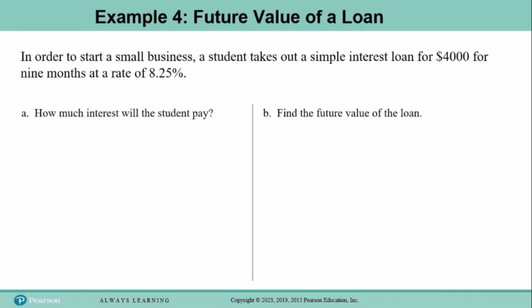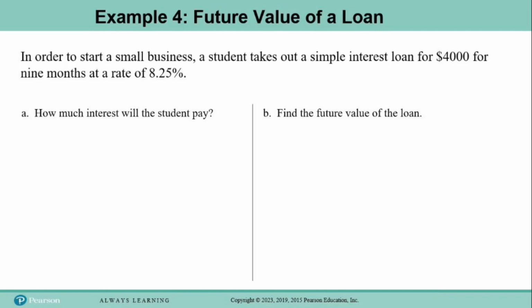Okay, here is another future value example for us. This one says, in order to start a small business, a student takes out a simple interest loan for $4,000 for 9 months at a rate of 8.25%. How much interest will the student pay? Okay, so I want you to be aware of what the question is asking you, because that's how you will decide which of the two formulas to use.